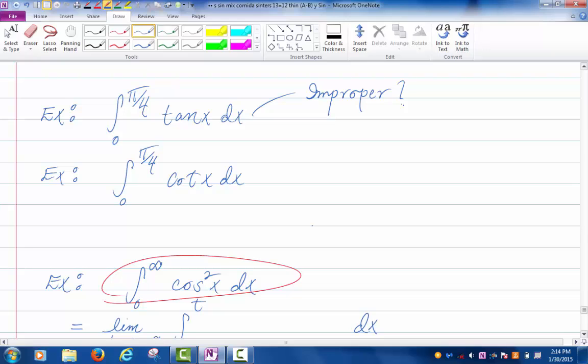Tangent x. And by now you better know that the domain of the tangent function is continuous between negative pi over 2 and pi over 2, but it has discontinuity at odd multiples of pi over 2. Another way of checking that is that you can write tangent in terms of sine and cosine. Cosine in the denominator is not 0. So you know that it's defined everywhere between 0 and pi over 4.